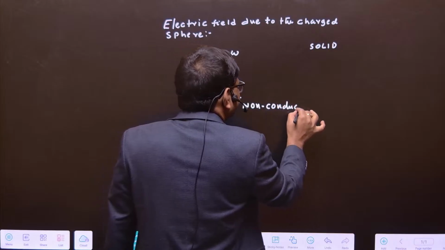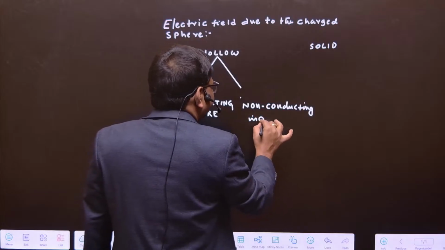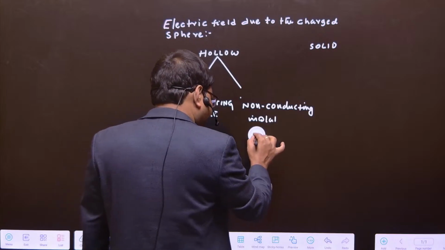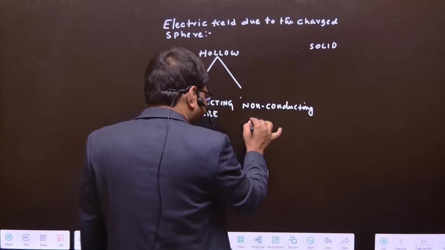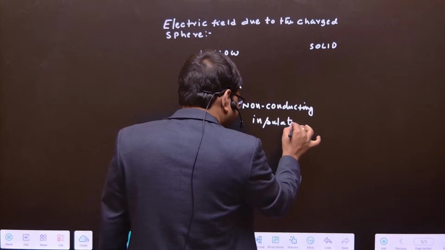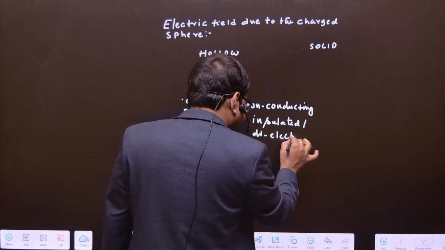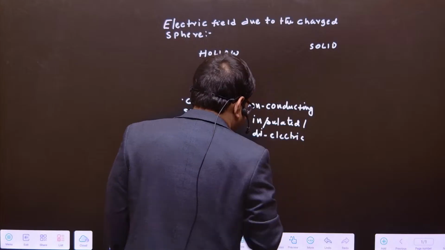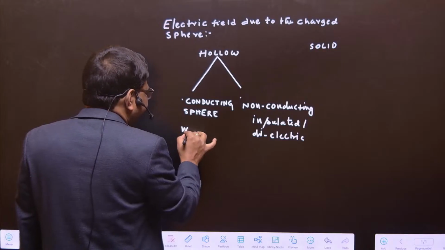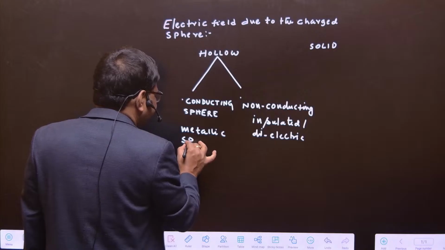ठीक है ना? Non-conducting sphere. Non-conducting मतलब insulated. Non-conducting is insulated or dielectric. ठीक है ना? Dielectric. And conducting sphere मतलब metallic sphere. ठीक है ना?